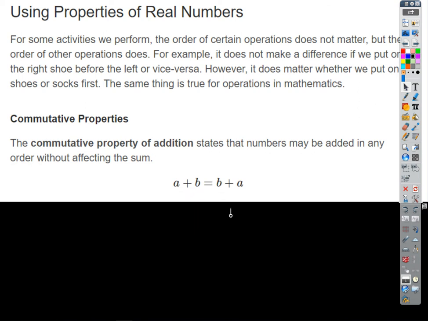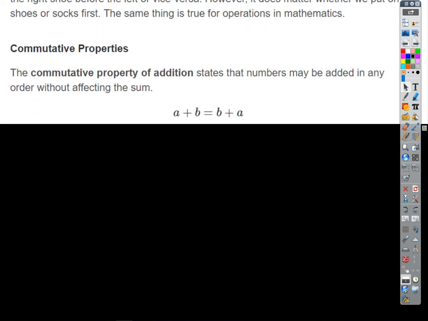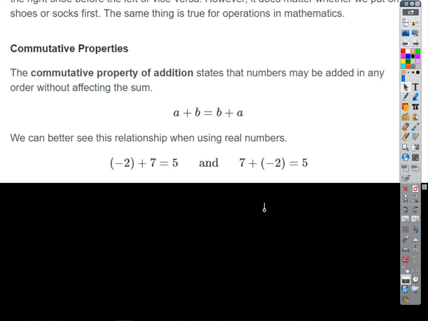The commutative property of addition just says that if I've got two numbers, and I'm going to call them A and B, I don't want to pin myself down to specific numbers. These could represent any numbers, right? A plus B is the very same thing as B plus A. For example, it doesn't matter if I say negative 2 plus 7 or 7 plus negative 2, the answer is 5, right? So there's the commutative property of addition.